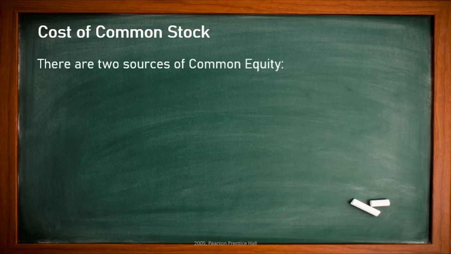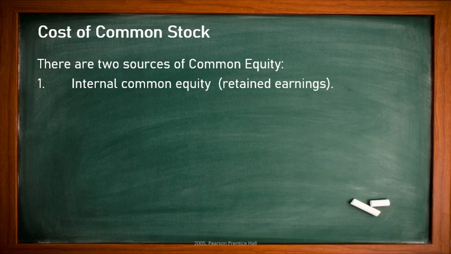There are two sources of common equity. Common equity, as you know, we already discussed many times in our previous videos, is the owner's investment in the corporation. So once we are talking about the owner's investment, we have two types. One is internal common equity. It means it is based on retained earnings. Retained earnings means the owner's money that the company earns and does not pay to the owner, reinvesting it in the company at the same time.